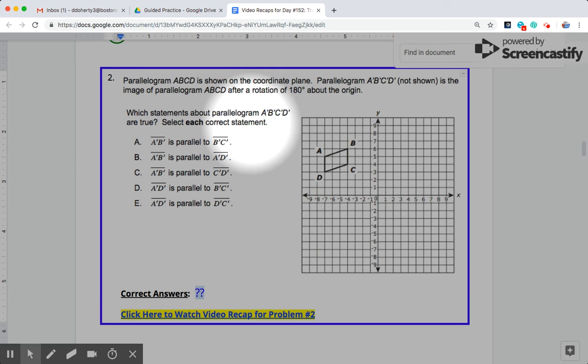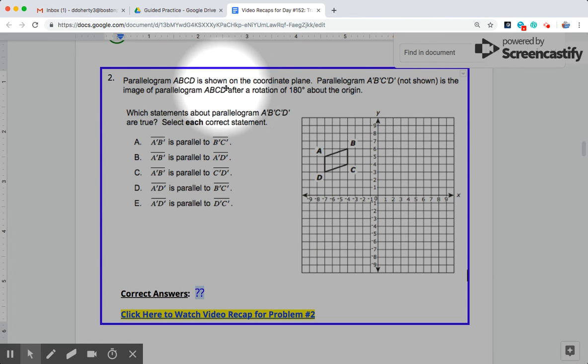each correct statement. They're asking questions about which line segments are parallel to each other. We see all of the answer choices are about which line segments, maybe the new A'B', is it going to be parallel to the new B'C'? These are two line segments, meaning the line segment connecting AB and BC.